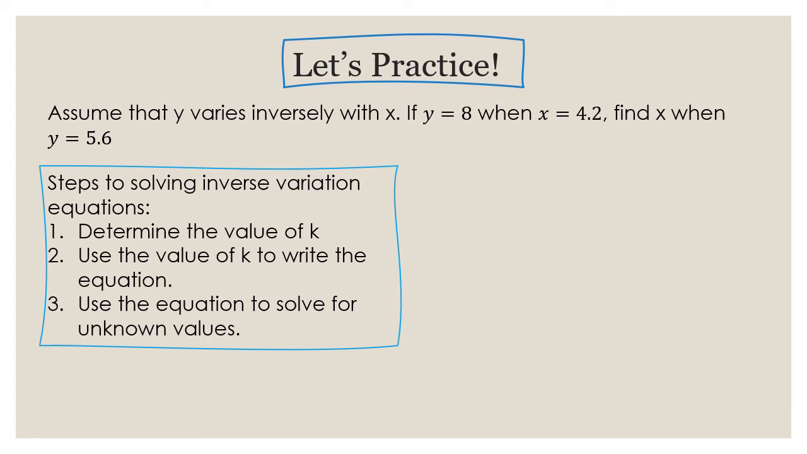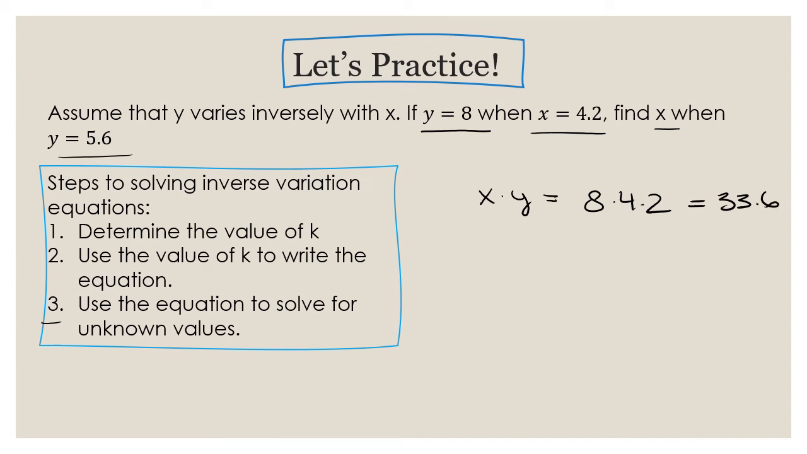On this question, we're going to go one step further and do step 3. So we're told, assume that y varies inversely with x. If y equals 8 when x equals 4.2, find x when y equals 5.6. So step 1, let's determine k. K is going to equal x times y, and we're going to use those first two values. So that would be 8 times 4.2. That is equivalent to 33.6.